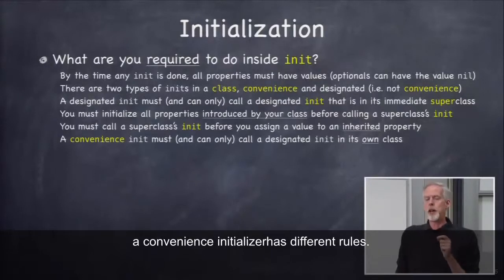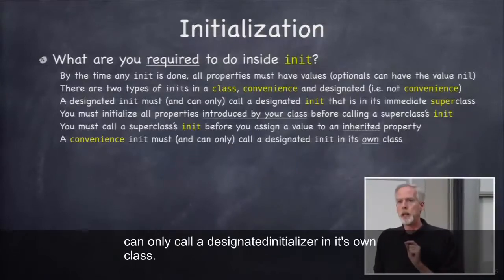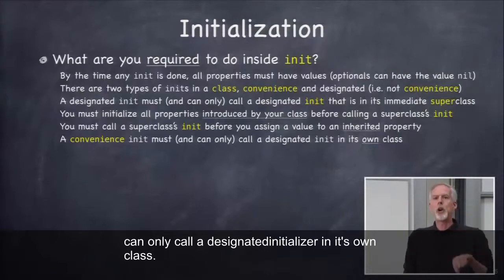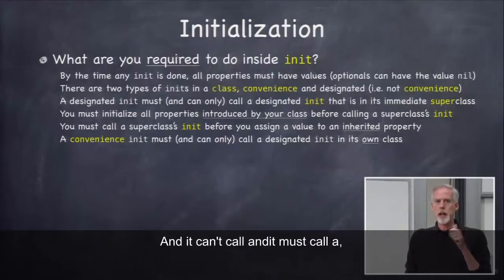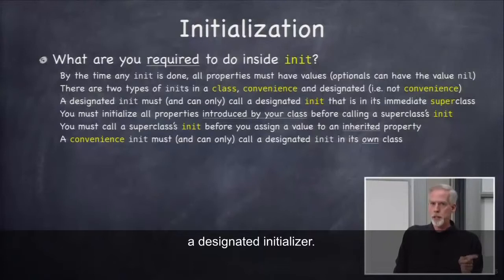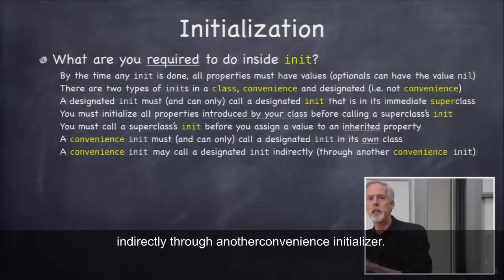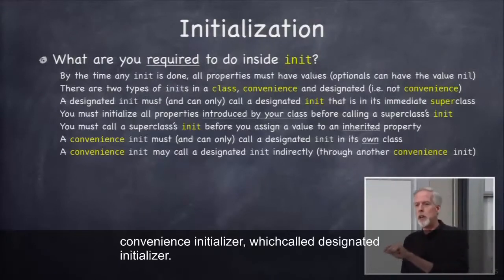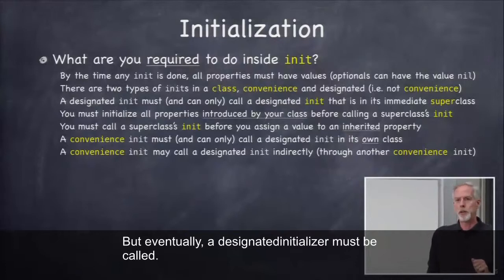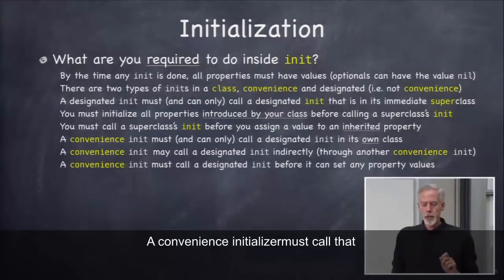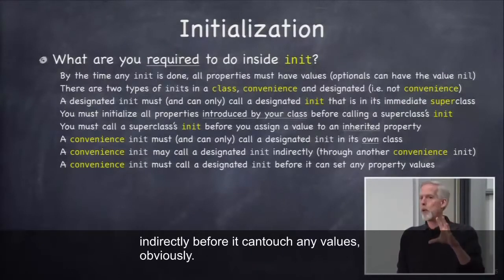All right, now a convenience initializer has different rules. First of all, a convenience initializer must and can only call a designated initializer in its own class. A convenience initializer cannot call super init of any kind, and it must call a designated initializer. Now, it can call that designated initializer indirectly through another convenience initializer. So one convenience initializer could call self another convenience initializer, which calls a designated initializer, but eventually a designated initializer must be called.